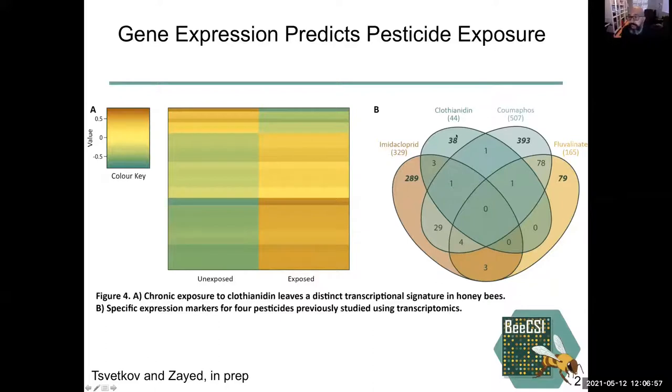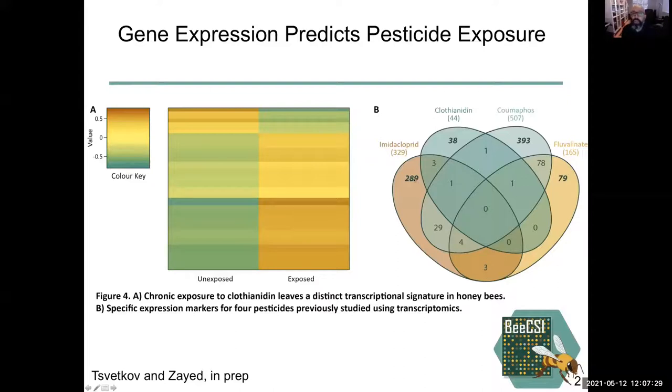Similarly, almost all of the genes in our clothianidin study, the 44 differentially expressed genes from the clothianidin study, 38 of them are uniquely differentially expressed when bees are exposed to clothianidin. 393 out of the 507 genes that are upregulated in the coumaphos study were unique to coumaphos, and 79 out of 165 genes that were differentially regulated by tau-fluvalinate were unique to that molecule.